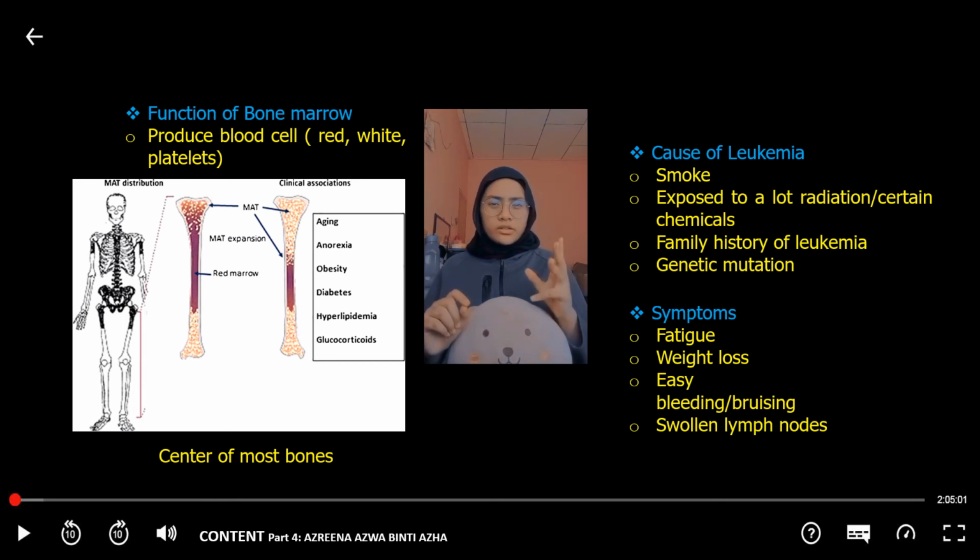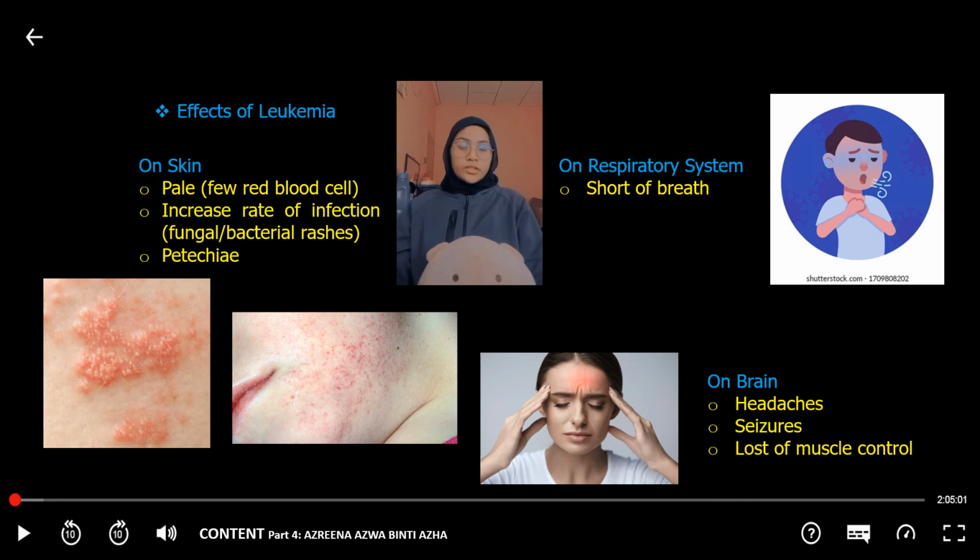And what causes leukemia? Well, no one knows exactly what causes leukemia, but there are some triggers that help in causing it, such as inhaling smoke, exposure to a lot of radiation and certain chemicals, family history of leukemia, or genetic mutations inside the chromosome. And the symptoms of leukemia are fatigue, weight loss, easy bleeding or bruising, and swollen lymph nodes.